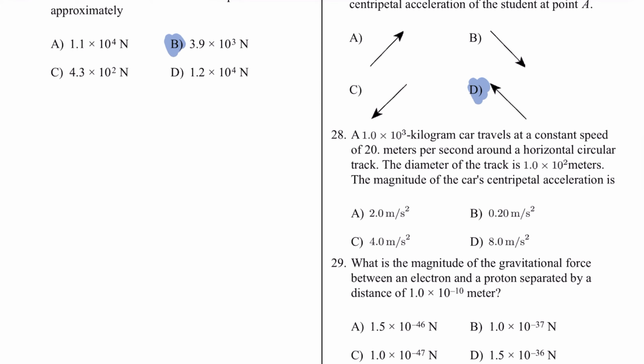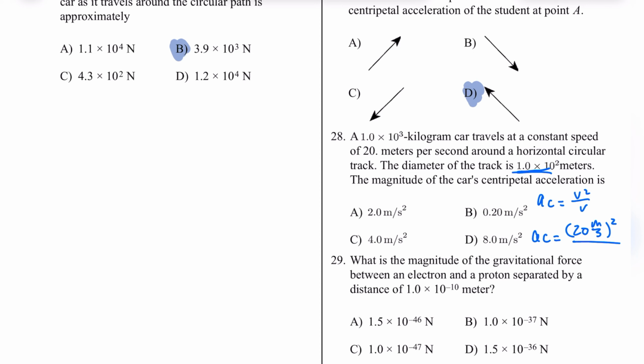We just plug the numbers into the centripetal acceleration formula, but they give us the diameter here, and we need the radius. So we just divide this by 2 to get the radius. So a_c equals v squared over r. So a_c equals 20 meters per second squared over the radius. So 1 times 10 to the second meters, divide by 2, that's just 50. And we're going to get an answer of D, 8 meters per second squared.